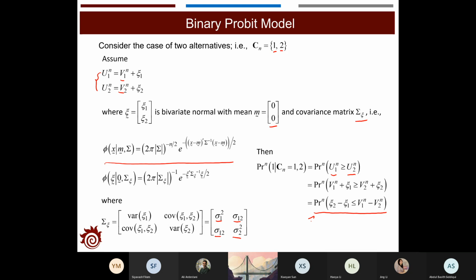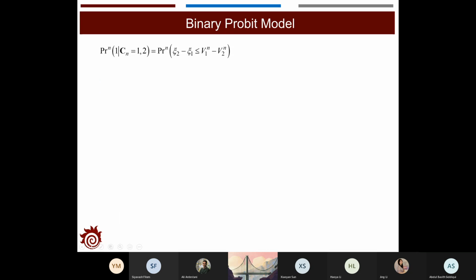So that's the probability we can calculate for alternative 1. As we are provided with the distribution of epsilon 1 and epsilon 2, it's possible for us to find out the exact value of this. This kind of method is called the probability model. So now let's see how we can calculate the probability.